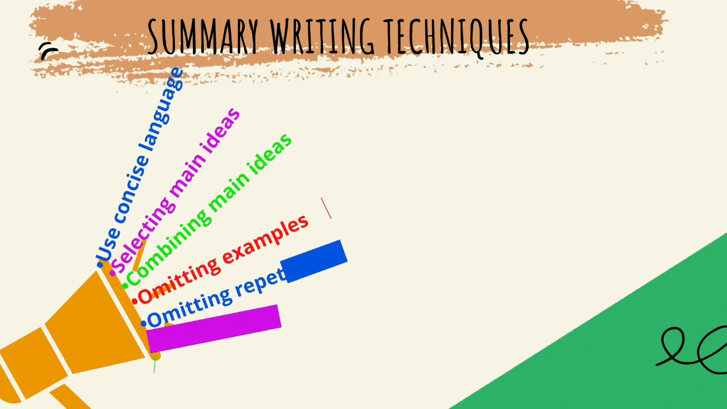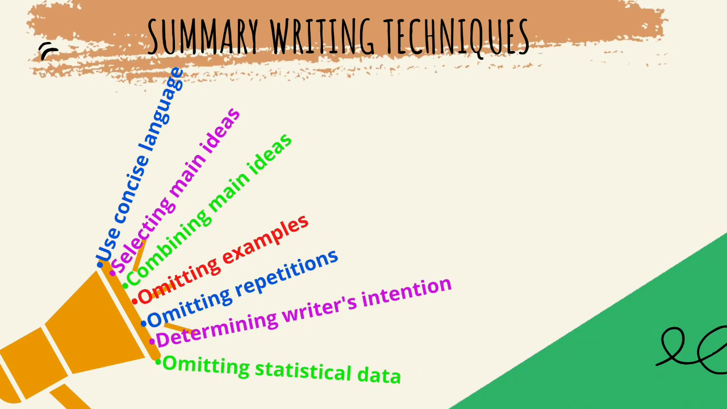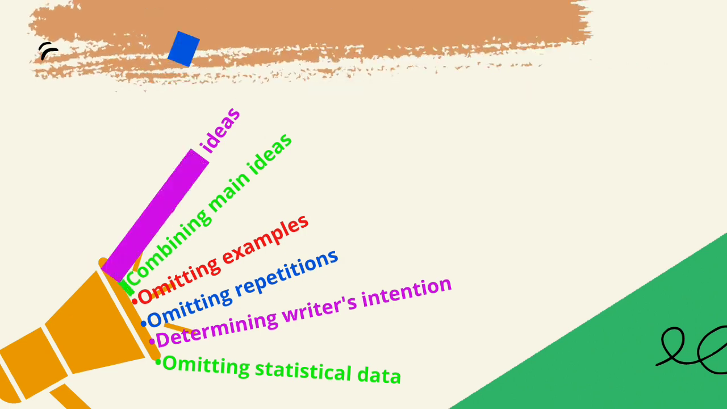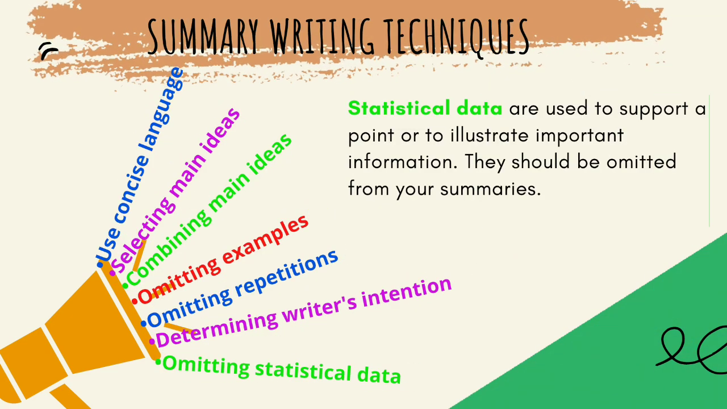The final technique that we're going to look at in this video is omitting statistical data. Statistical data are used to support a point or to illustrate important information. They should be omitted from your summaries.